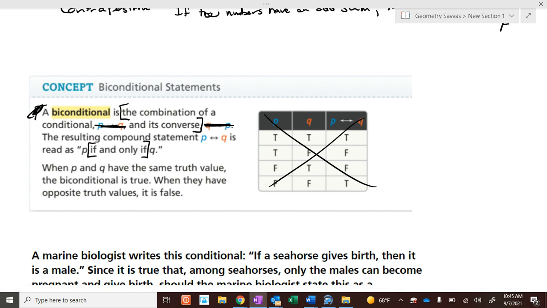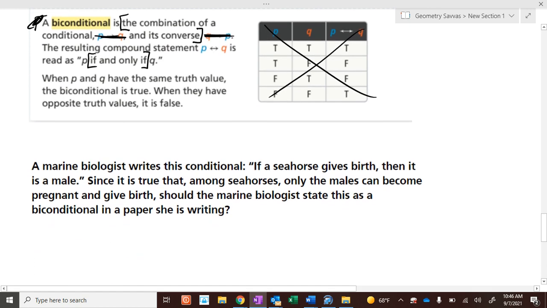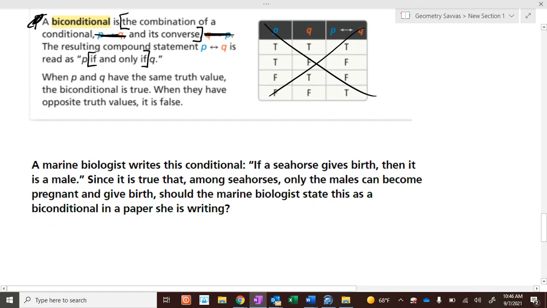So when we look at biconditionals, we want a true hypothesis and a true conclusion to write the biconditional. So it can be written both ways. Okay? So a marine biologist writes, if a seahorse gives birth, then it is male. Since it is true among seahorses that only males can become pregnant and give birth, should the marine biologist state this as a biconditional? And they sure can if they want. So how would we write that as a biconditional?